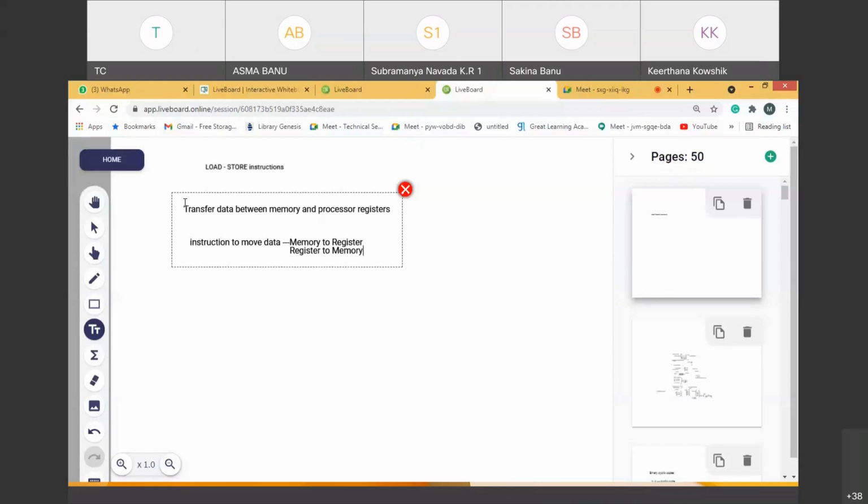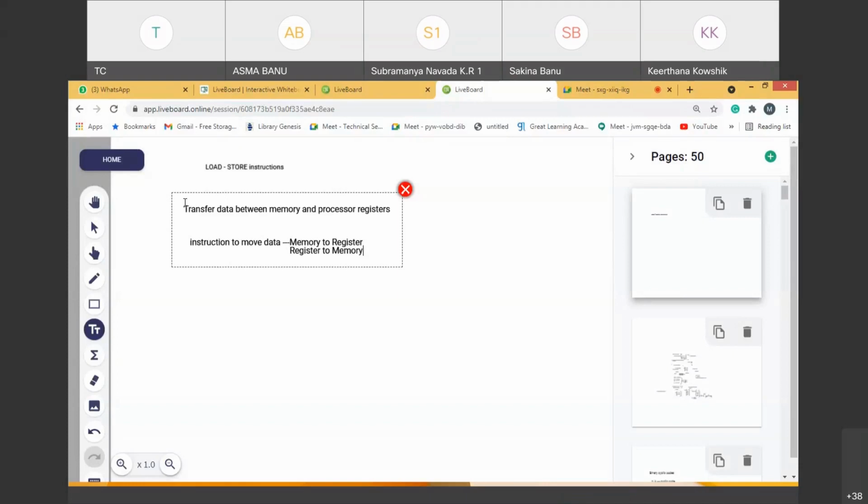Is it possible to increase the font, sir? The font of the text, sir. Oh, okay. The font size is less. Yes, sir. I'll just change it then.